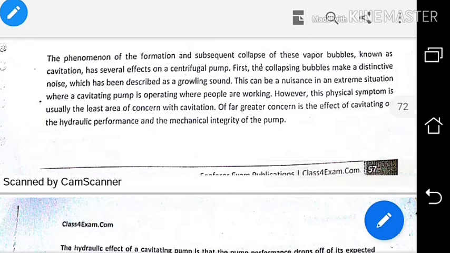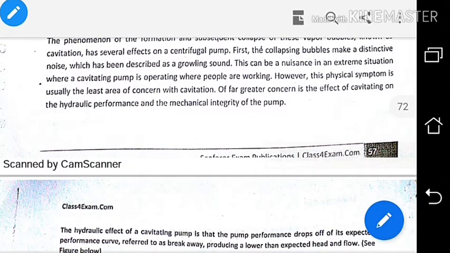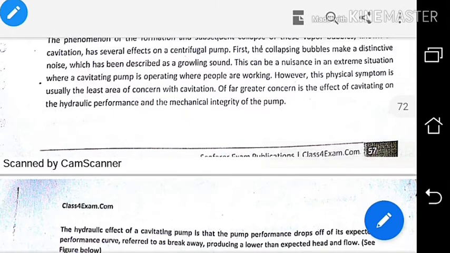This can be a nuisance in an extreme situation where a cavitating pump is operating where people are working. However, this physical symptom is usually the least area of concern with cavitation. Of far greater concern is the effect of cavitation on the hydraulic performance and the mechanical integrity of the pump. So we have three effects of cavitation on the pump. The first one is the noise, which is not of much importance.